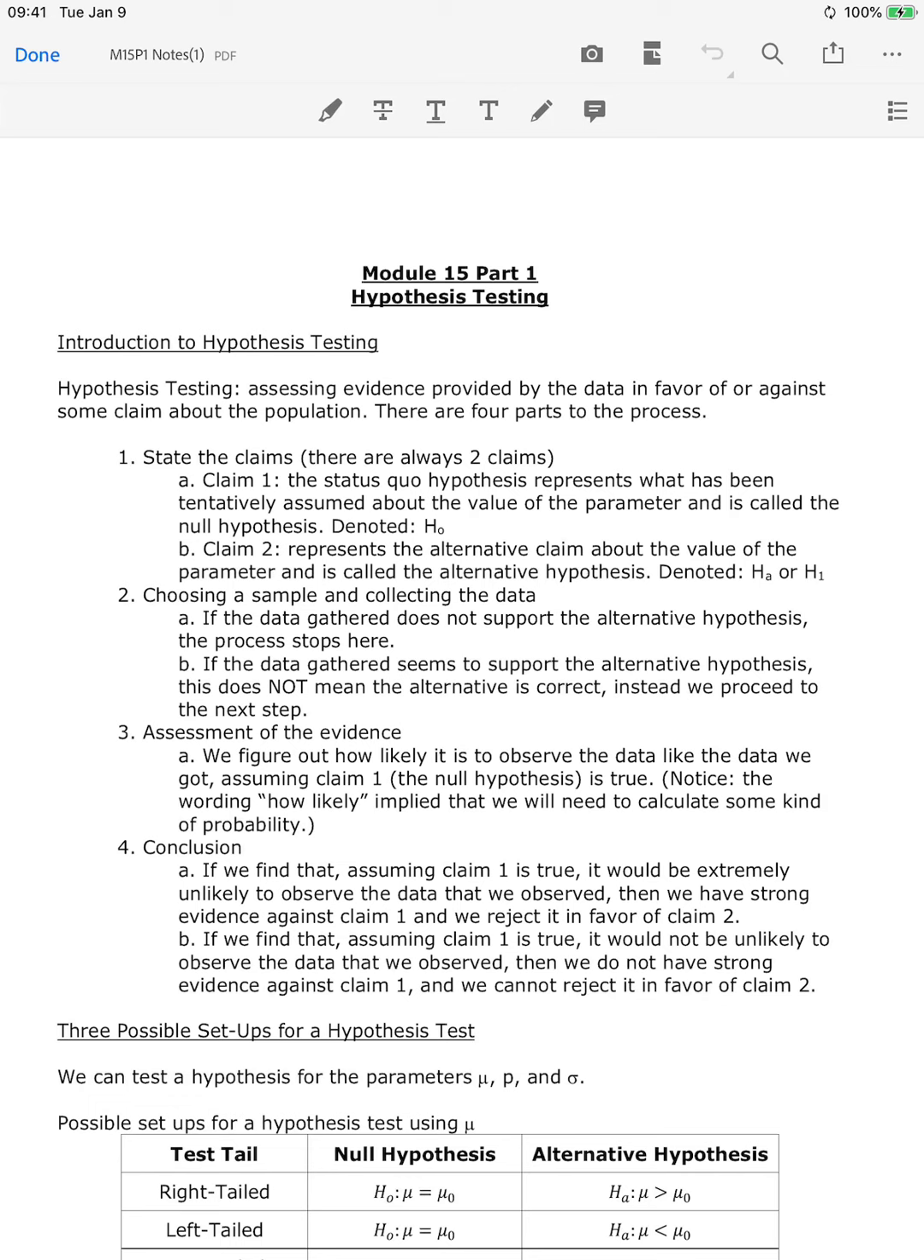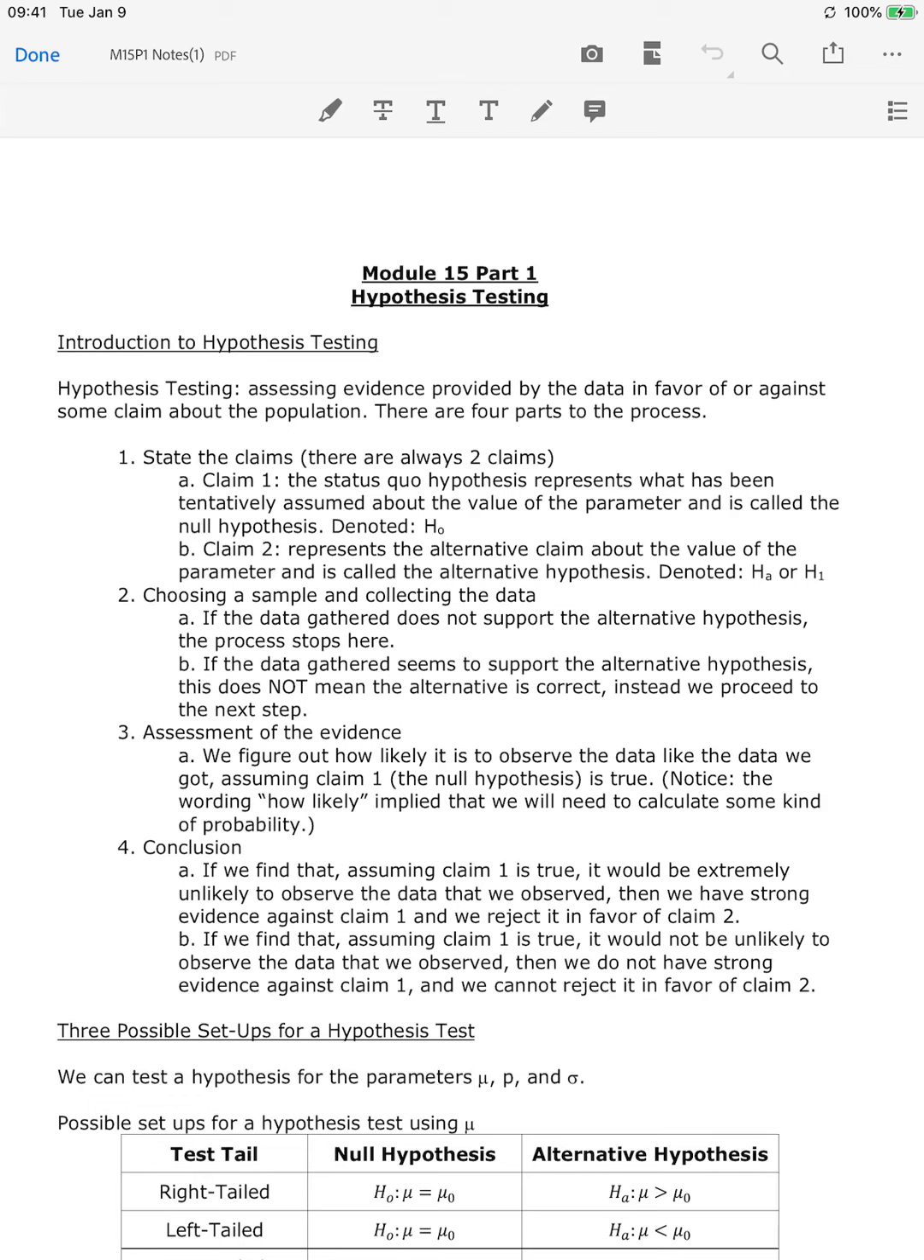Welcome to Module 15, Part 1. In this section, we're going to do an introduction to hypothesis testing. Hypothesis testing is a process where we assess evidence provided by a dataset in favor of or against some claim about the population. There are 4 parts to this process.